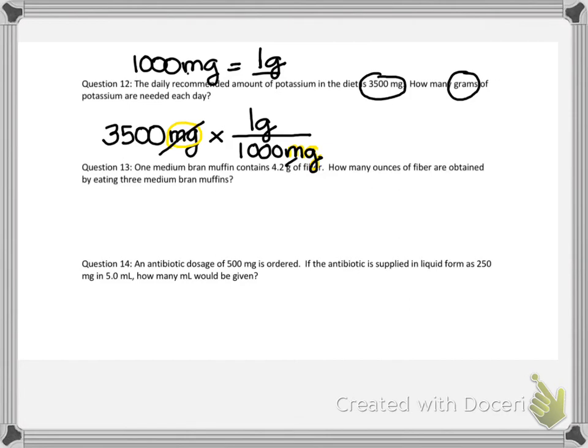Now the milligrams will cancel, and in my calculator it's 3,500, which is what I was given, and it's going to be times this 1 right here. So it's 3,500 times the 1. Now in my calculator, we know anything times 1 is the same, so I don't do that. Then we say divided by 1,000. So in my calculator, I would say 3,500 divided by 1,000. And so I would get 3.5.